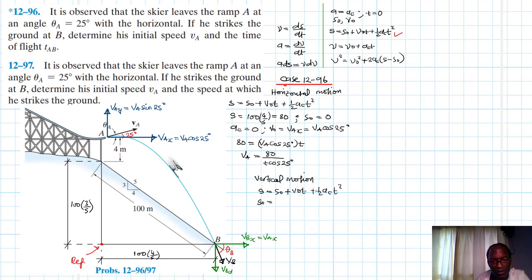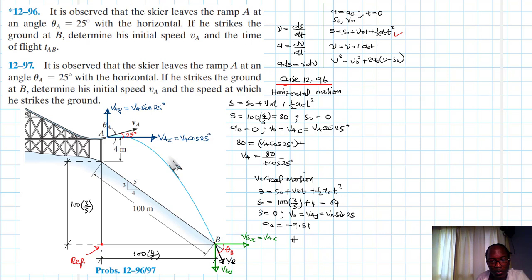S naught is equal to 100 times 3/5 plus 4, equal to 64, right? That's S naught. And then we have S, which is just equal to 0. Then we have V naught, which is equal to VAY, which is equal to VA sine 25. And then finally AC is equal to minus 9.81.